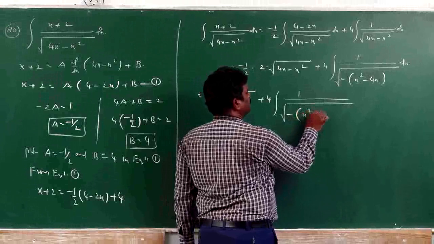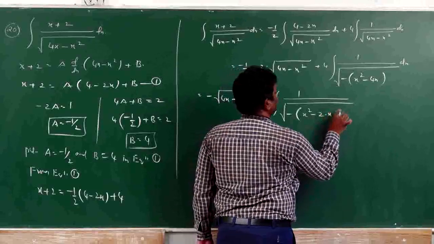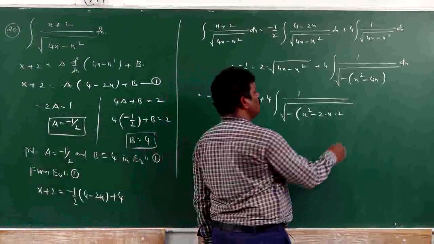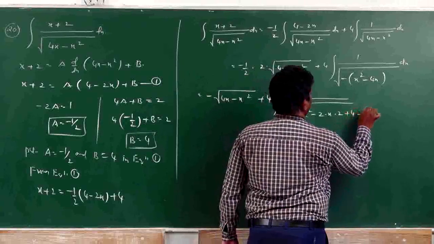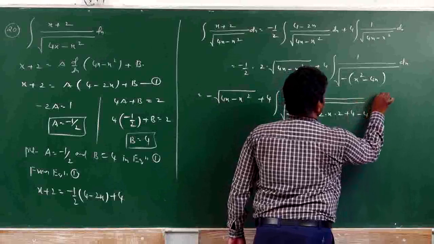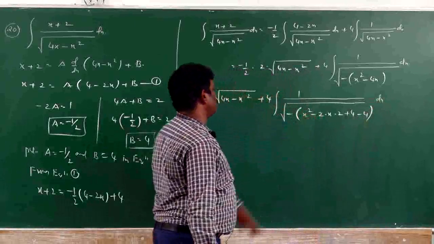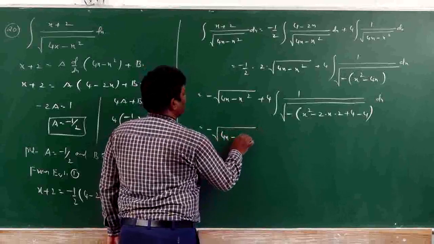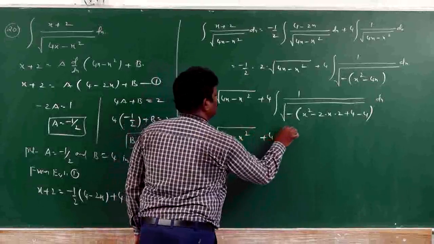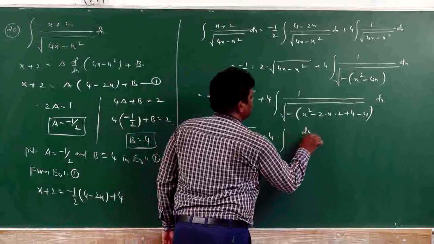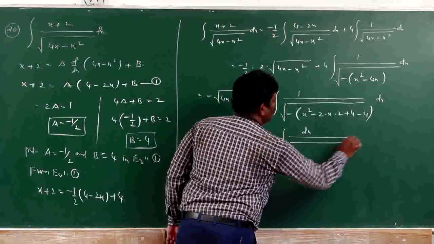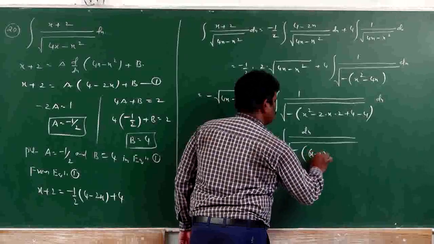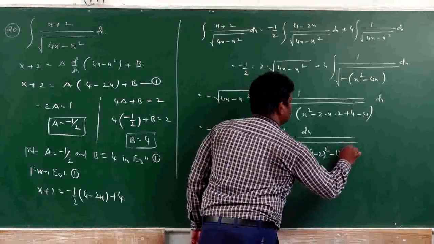From here, x square, 2 into x into 2, that 4x is written as 2 into 2, so b value is 2. If we add 4 and subtract 4, the constant value is not there. So that is equal to minus square root of 4x minus x square plus 4 into integral dx by square root of minus half of, this value, x minus 2 whole square minus 2 square.